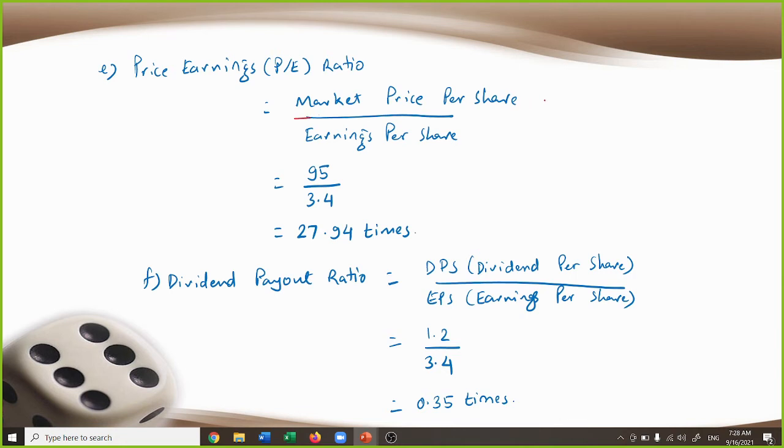Price earning ratio is market price per share divided by earnings per share. We found earnings per share in the first question, that's rupees 3.4 per share. Market price per share is 95, which is given in the question. We calculate this price earning ratio, PE, as 27.94 times in this question.